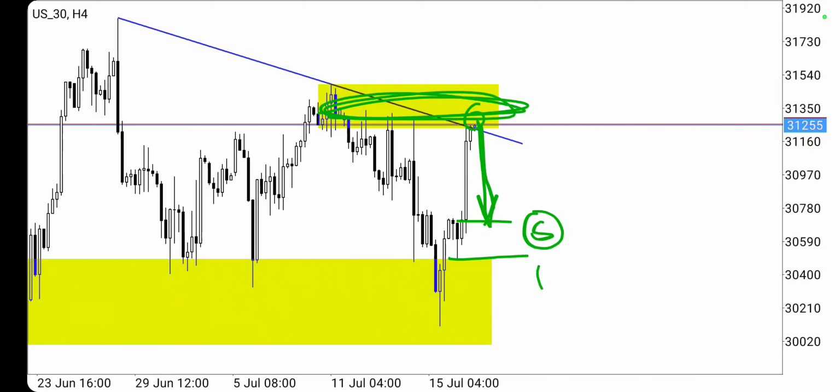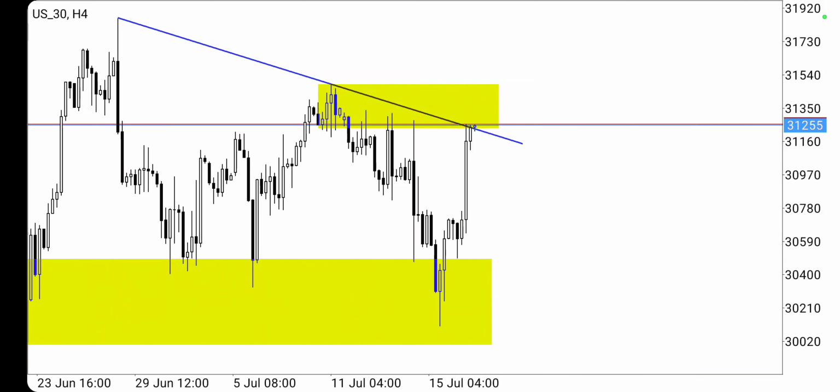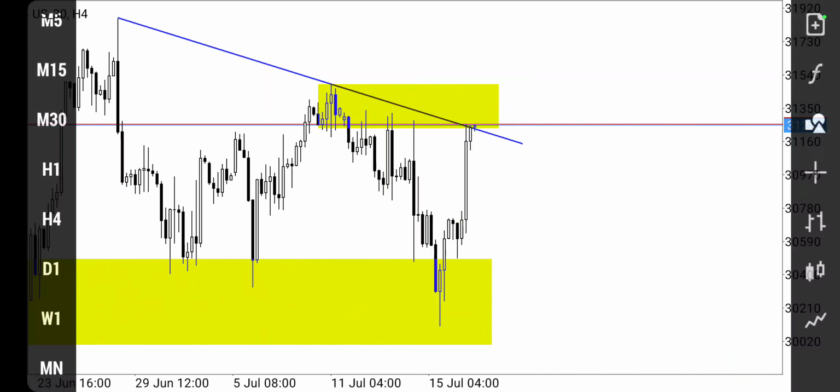Don't try and say it's going to go all the way down. No, it's not going to do that. It can, yes, but you don't have to try and predict that. Target the next opposing structure, take the profit, move to the next trade. You see, you don't have to fight the markets.